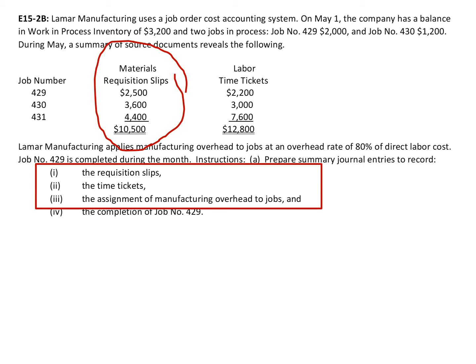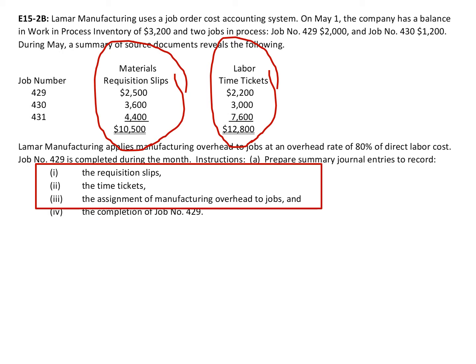When it comes to our time tickets, again, similar exercise. We know how much should be assigned to each job, and we also know what the total direct labor is, which is $12,800. All right, the last thing I want to point out before we get to the journal entries is the manufacturing overhead is applied or assigned to jobs based on 80% of the direct labor cost. And again, that's given to us in the problem.